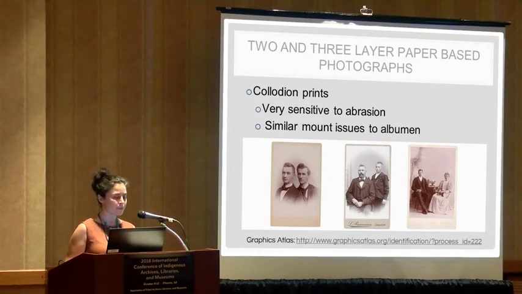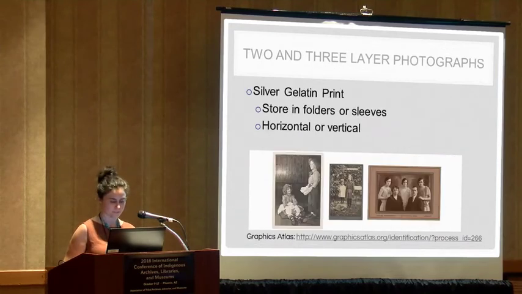Collodion prints are very sensitive to abrasion. They're usually mounted, so they're similar kind of mount issues to the albumin prints. But because they're so sensitive to abrasion, you want to be a little more cautious with making sure that you're using interleaving and trying to apply primary enclosures if you can.